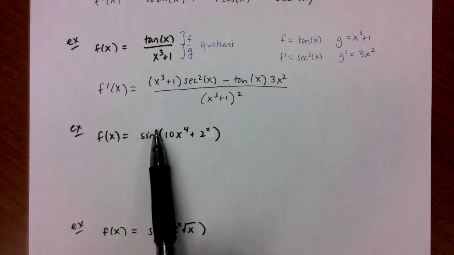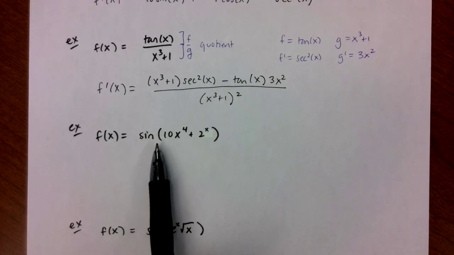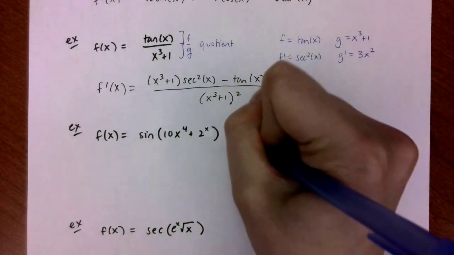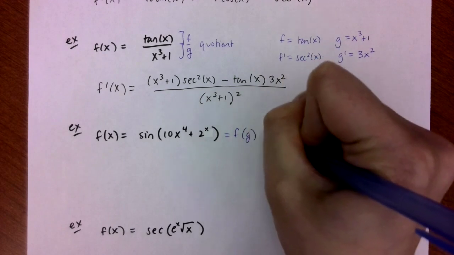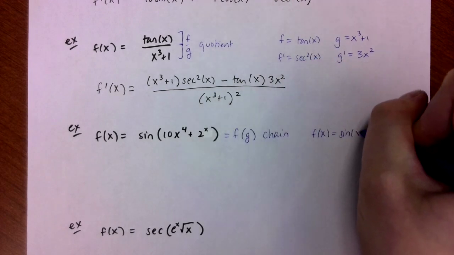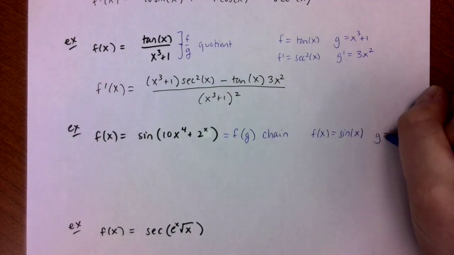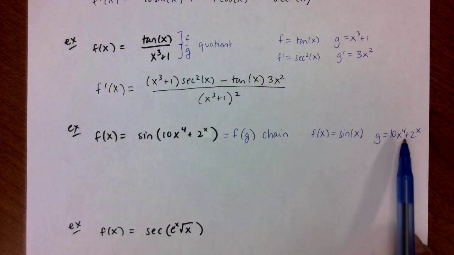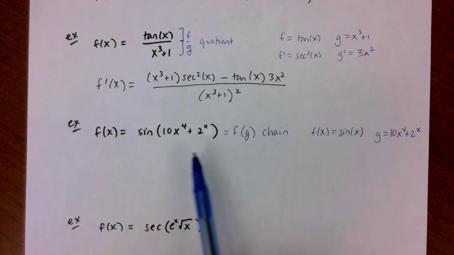It has to have something in it to use a derivative. Same thing here. So this is going to be a chain rule, right? This is f of g of x, where your outer function is sine of x. And then what's being plugged into it is that 10x to the 4th plus 2 to the x. So this is being plugged into sine of x.